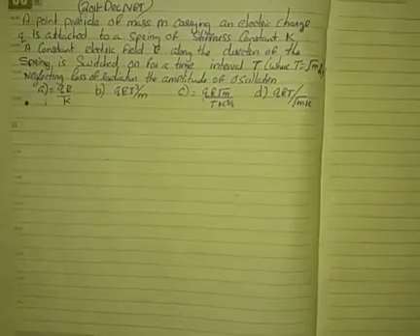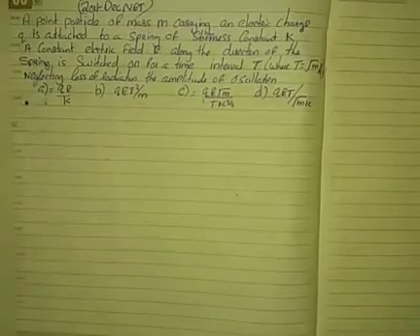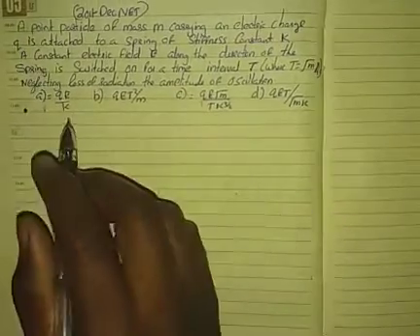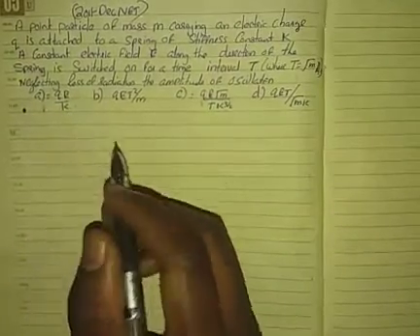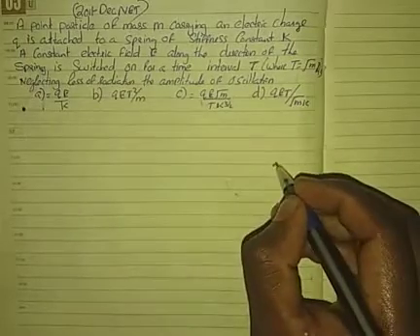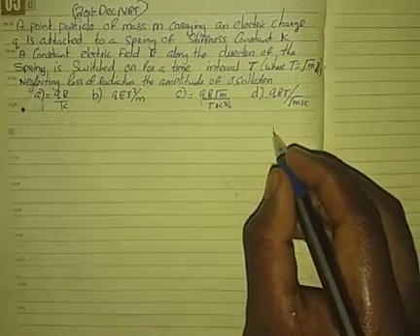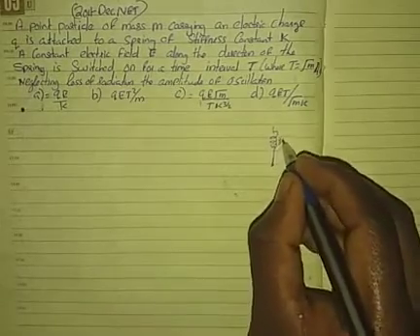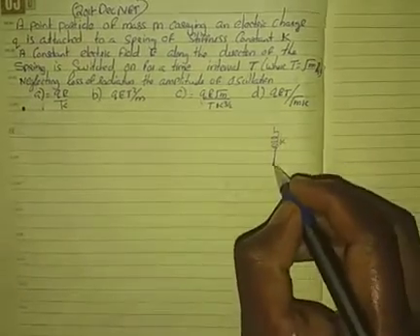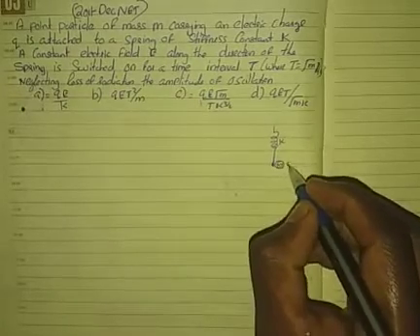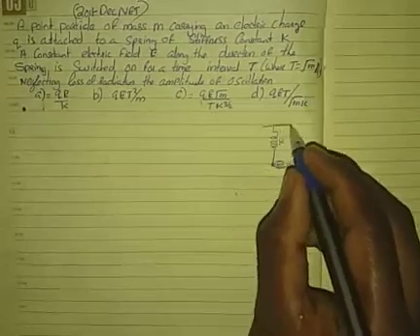Hello guys, what we have here is a question which was asked in the NET 2011 December exam. The question is that we have a point particle of mass m suspended at the end of a spring with a stiffness k, or spring constant k, and the mass particle m has a charge q.